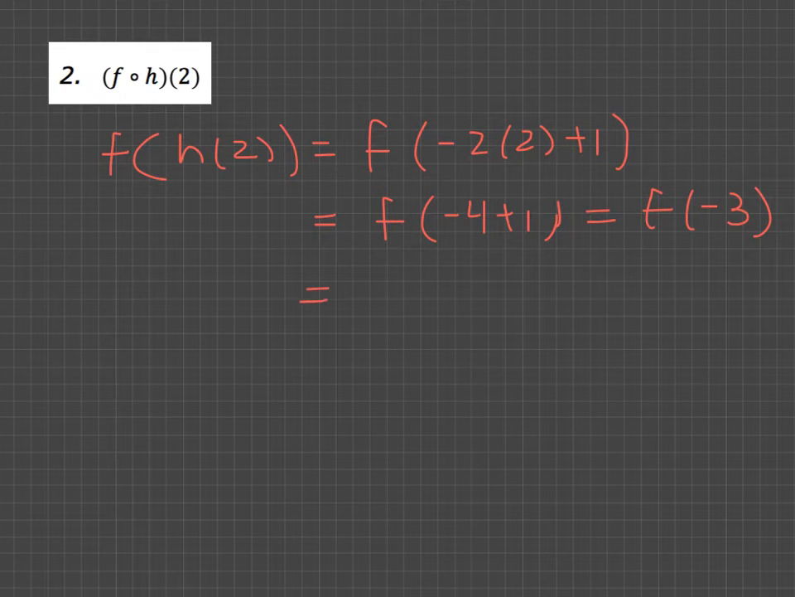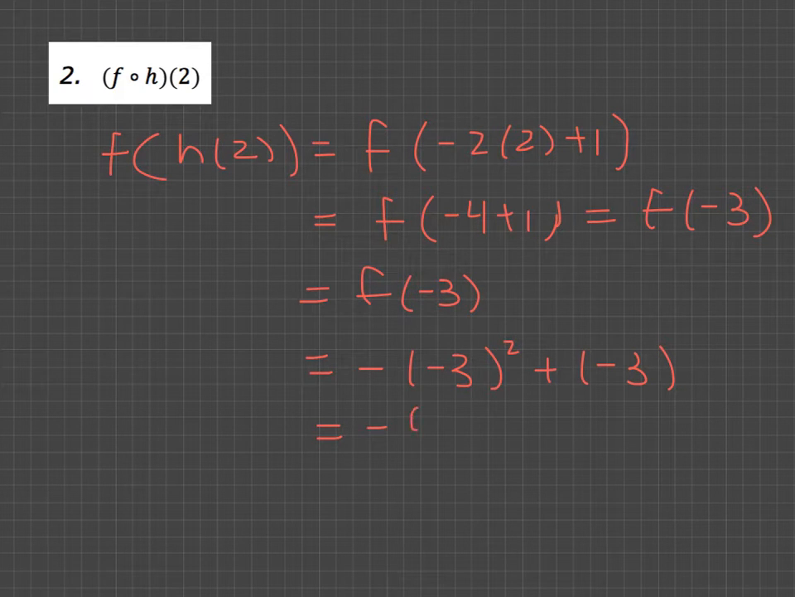And now we evaluate f at negative 3. So we're going to plug in a negative 3 for x, and so we get negative out in front of negative 3 squared plus negative 3. So this time we're squaring a negative 3, so that's going to end up being a 9, but then the negative out in front stays there. Plus a negative 3, so that's just minus 3. So we end up with negative 9 minus 3, which is negative 12.